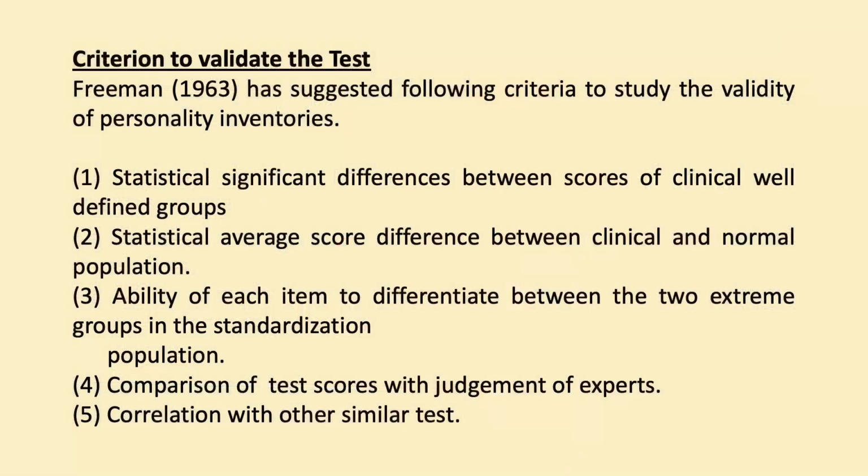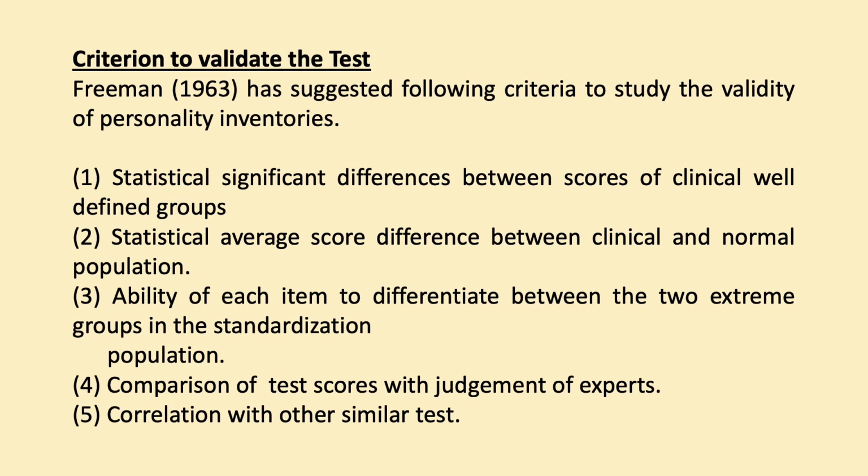I have made a test to measure IQ. So, a genius person will get a higher score and an average person will get a low score. A mentally backward student will get less score. So, this is the comparison with the extreme group. It is another criterion: the ability of each item to differentiate between the two extreme groups in the standardization population. The people who are getting high and low, the items should differentiate.